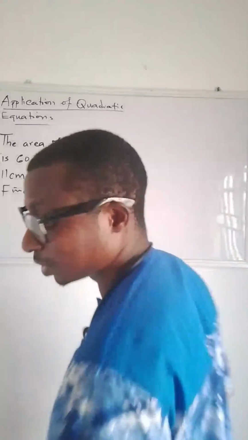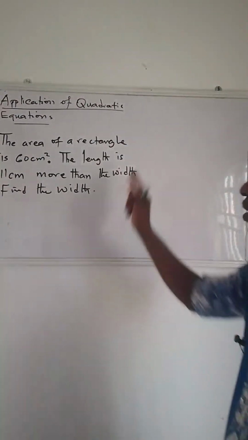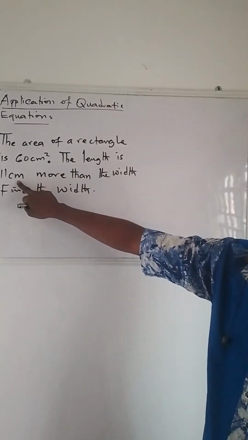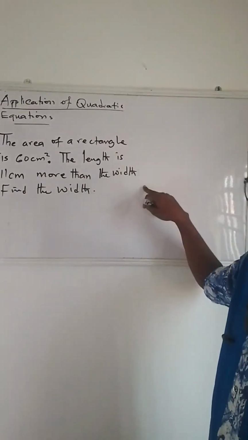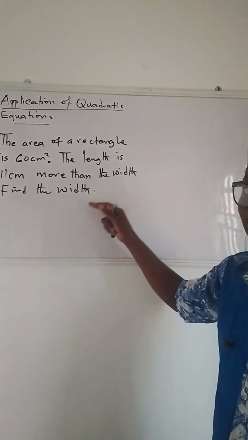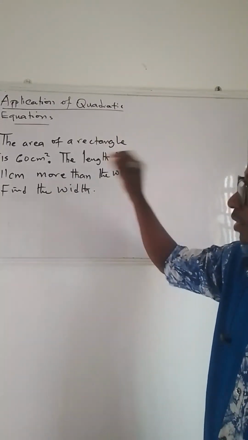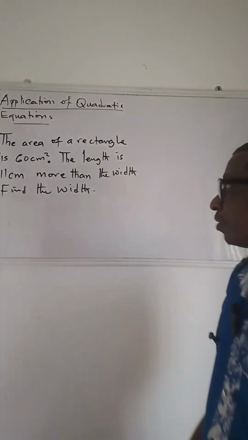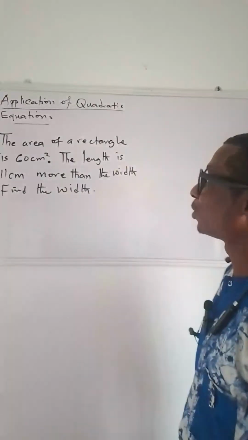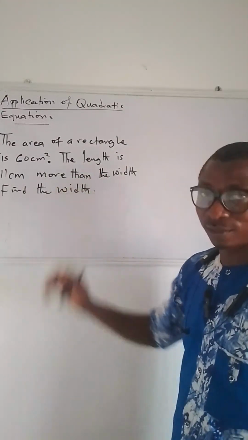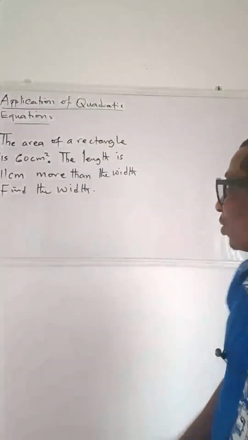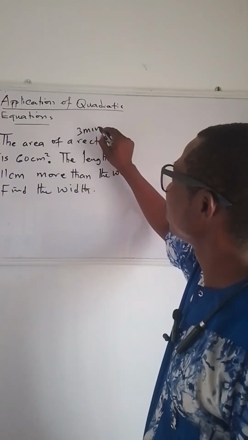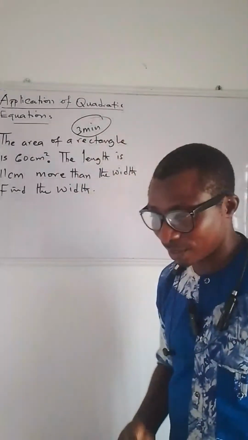Okay, so can you see the question? Now, the area of a rectangle is 60 centimeter square. Now, the length is 11 centimeter more than the width. So you have to find the width. Now, it's very simple. All you just need to remember is what is the formula for finding area of a rectangle? So once you know that, you just incorporate this and you have your answer. All right, so let us do that within 3 minutes. Let's see what we have as our answer.